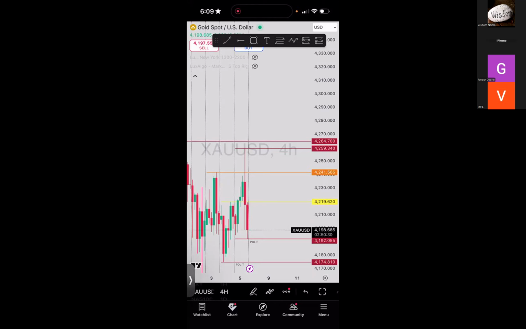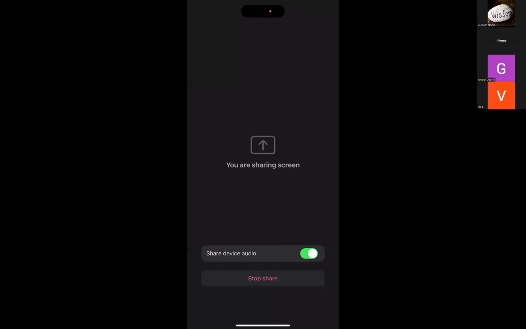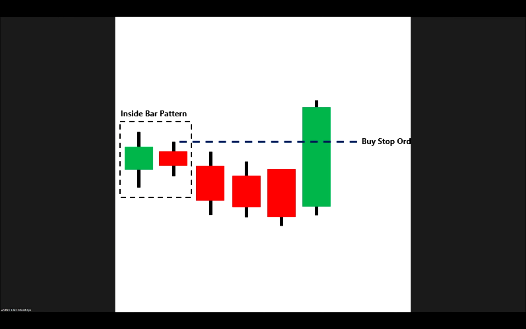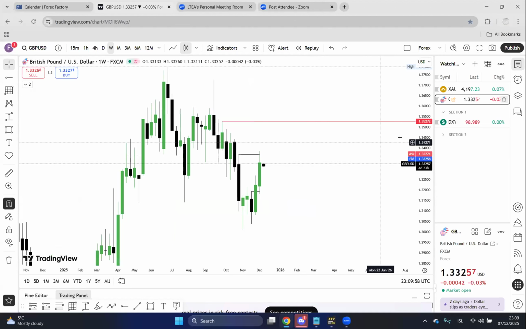But that is it for now, if you don't have any other question. Be open-minded on both spots. You should be open-minded on those two areas there. Whatever price is doing around here is basically what you want to be looking at.